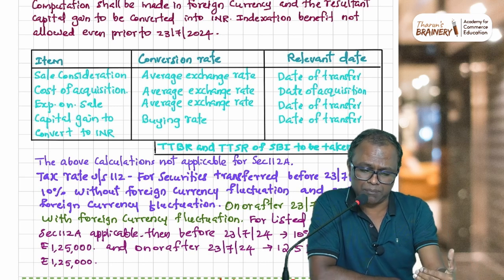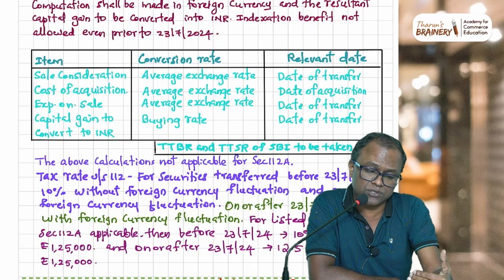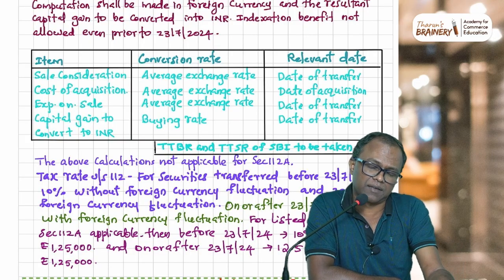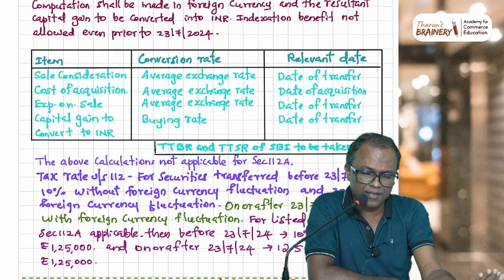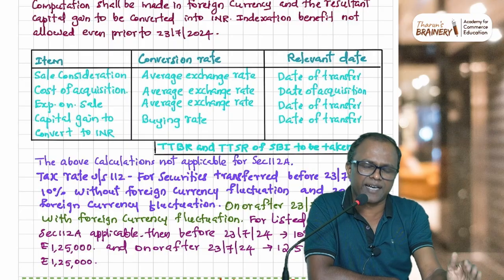This provision should be applied for every non-resident who is purchasing Indian shares or debentures originally using foreign currency. First they remit their foreign currency into India, then convert it into INR, then they subscribe to shares and debentures, then they sell them in India.